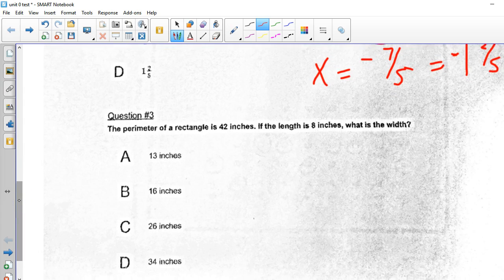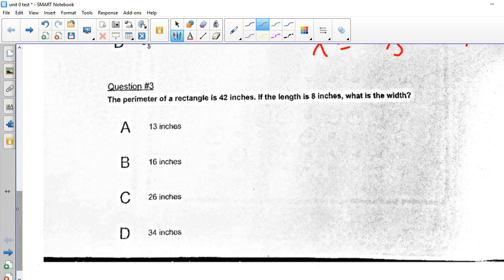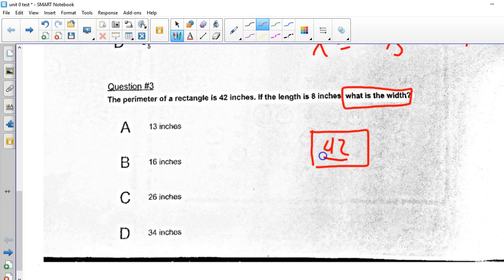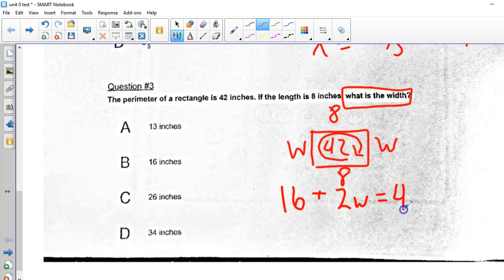Number 3, the perimeter of a rectangle is 42 inches. If the length is 8 inches, what is the width? So I'm looking for the width. I'm going to draw a picture. The perimeter is 42 inches. That means the distance all the way around the outside. And they said the length is 8 inches, so what is the width? Well, I have 2 widths and I have 2 lengths, and they're both 8 inches. So what I have is 2W plus 2 times 8 equals the perimeter of 42 inches.